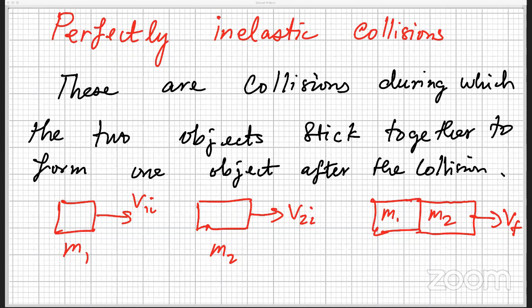You could also have the case of a bullet being fired into a log of wood and the bullet remaining in the wood. So that's also a perfectly inelastic collision. So the bullet and the wood are separate before the collision. After the collision, the bullet and the wood become one object. Another example would be throwing a lump of clay on an object. So if the clay sticks on the second object, it becomes a perfectly inelastic collision.